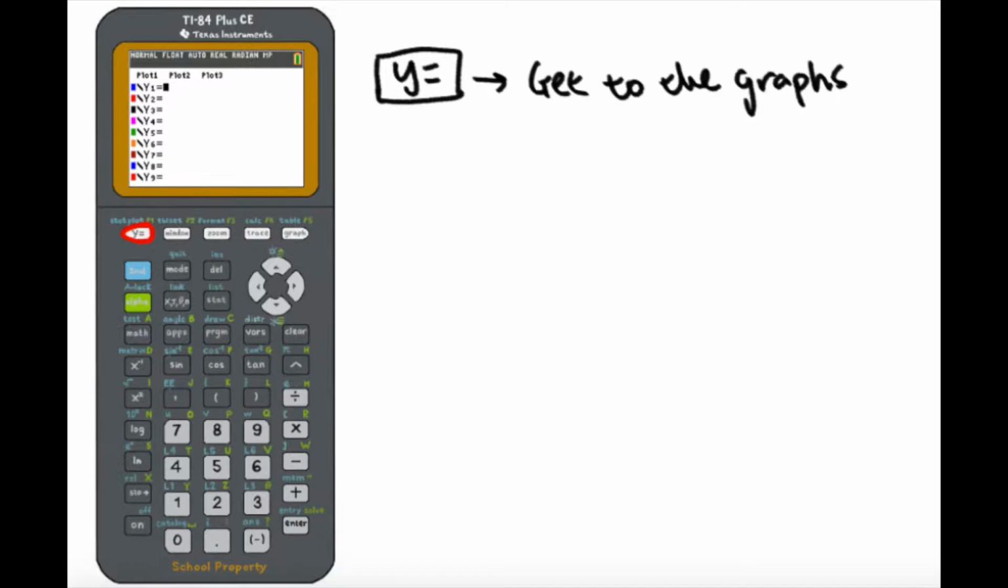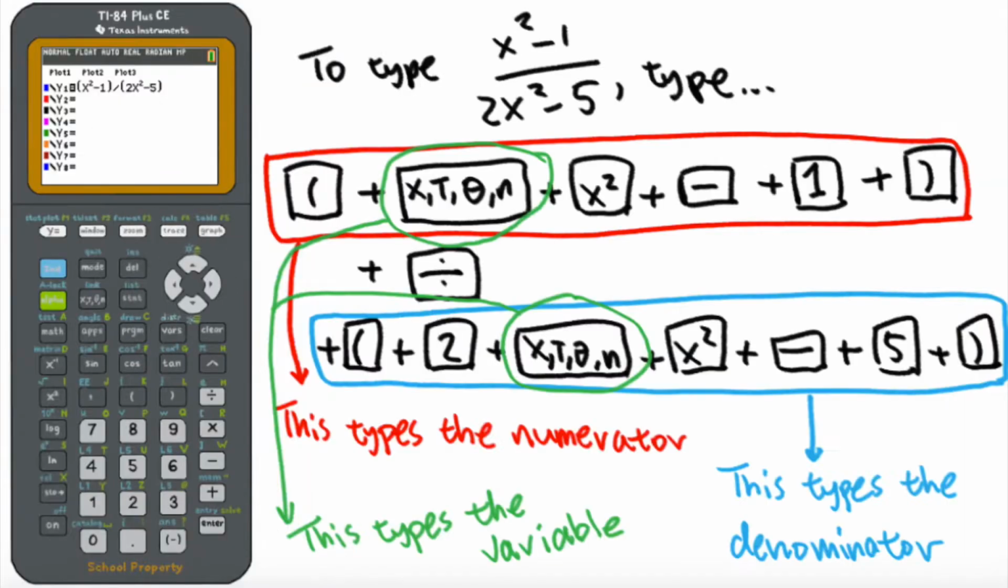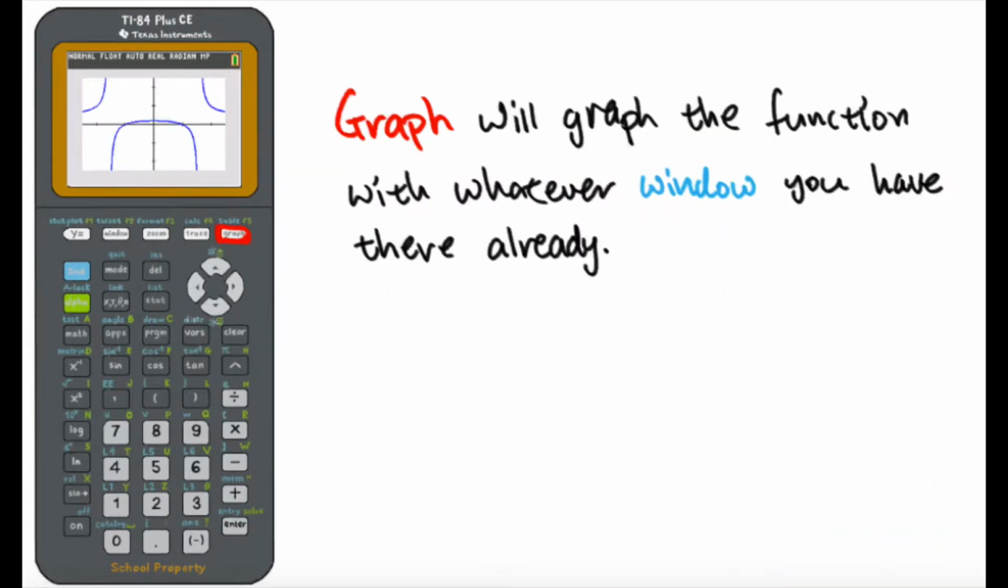Okay, so type it in this exact way, which is parenthesis x squared minus 1, parenthesis, divided by parenthesis 2x squared minus 5, parenthesis. If you don't do that, you will get something wrong and you will be sad. And you will also be very, very confused because it's not going to look right. Alright, so anyway, do that, and then you can press the graph button and then you'll see a graph.